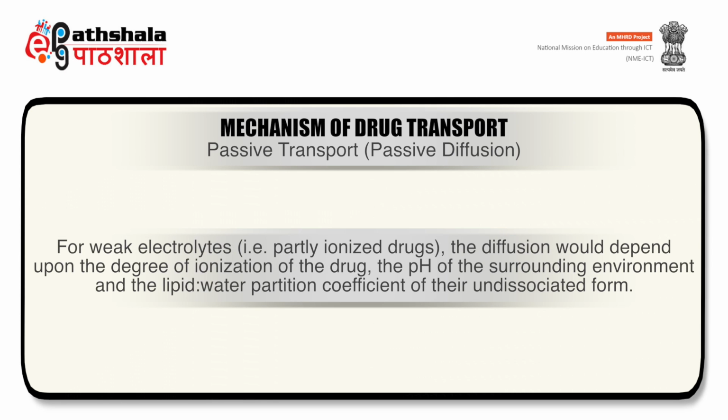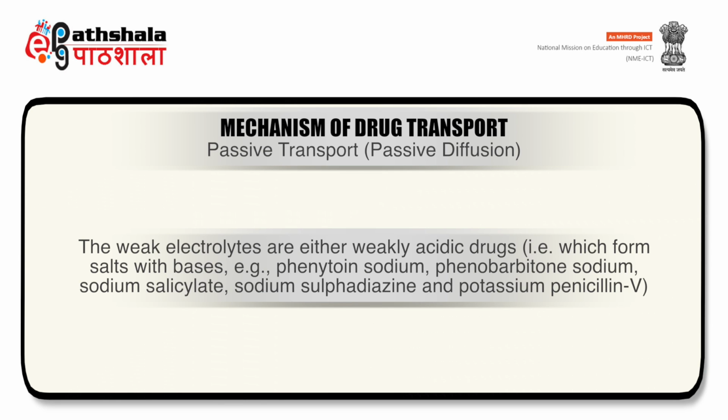For weak electrolytes, that is, partially ionized drugs, diffusion depends upon the degree of ionization of the drug, the pH of the surrounding environment, and the lipid-water partition coefficient of the unassociated form. The weak electrolytes are either weakly acidic drugs, which form salts with bases, for example, phenytoin, pentobarbital sodium, sodium salicylate, sodium sulfadiazine, and potassium penicillin V.